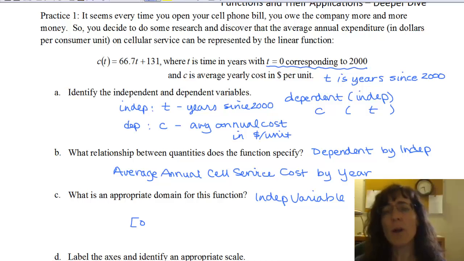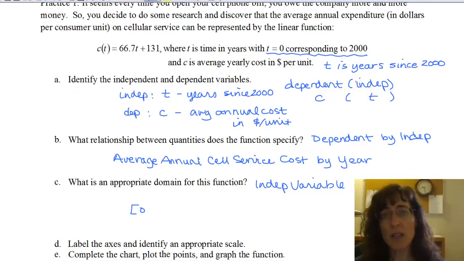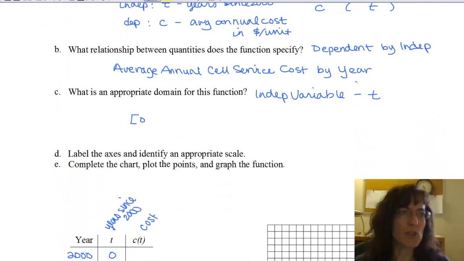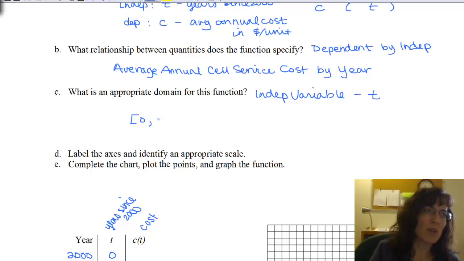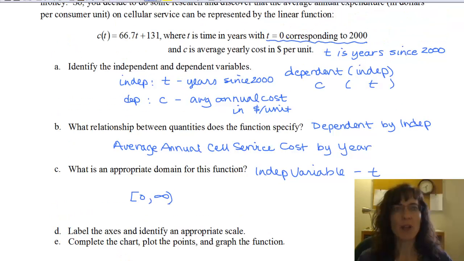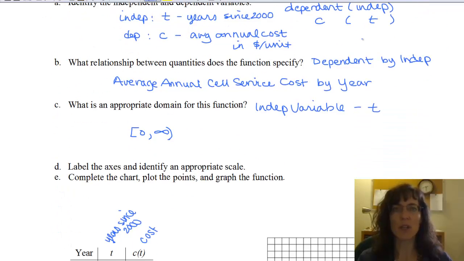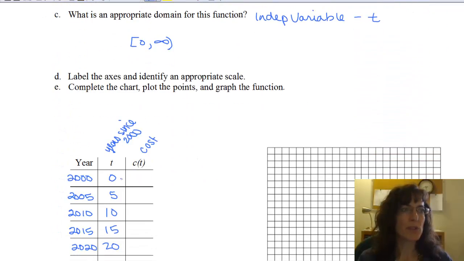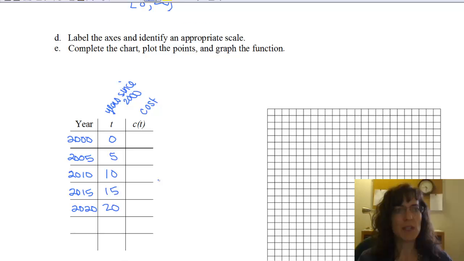We don't know how far. Eventually, the function's not going to be valid anymore for the cell phone cost, and we would need a new one, but we don't know when that's going to happen. So we'll just say 0 for the smallest value for time to infinity with a parenthesis. Remember, the infinities always get parentheses, and in this case, the square bracket means that you could have a time 0, and when we look back here, t equals 0 is defined as the year 2000, and that's the first year that we can use. So that's why we put the 0 here, and the 2000, the first year we can use, and then we figure out what our c of t's are.